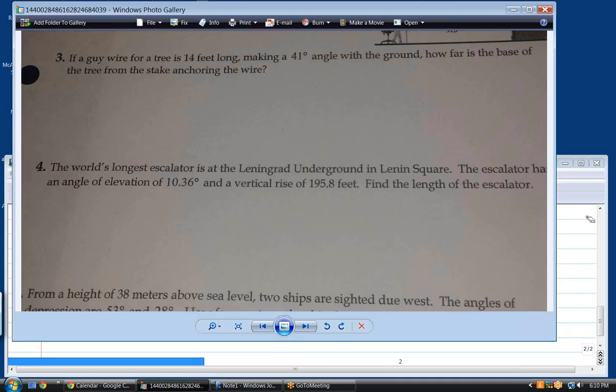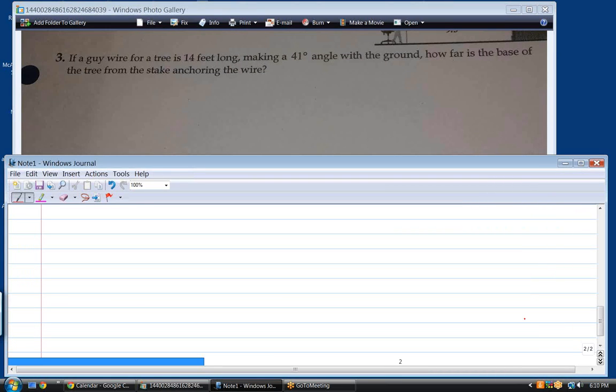Okay. Another problem that's just a triangle. The only difficulty of these is making sure you get it dimensioned right. In other words, understand what the words mean. If a guy wire for a tree is 14 feet long, making an angle of 41 degrees with the ground, how far are we away from the tree? How do I draw this and label it? I'll draw the triangle. You label it for me.